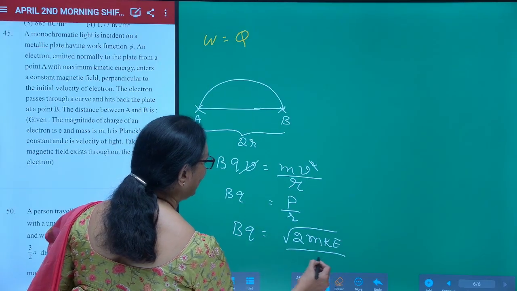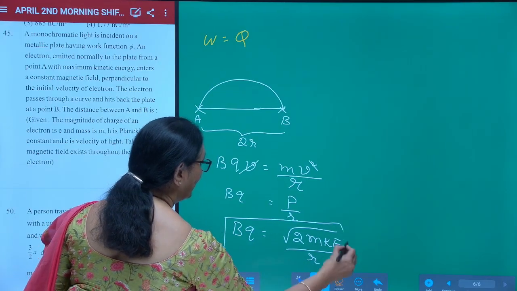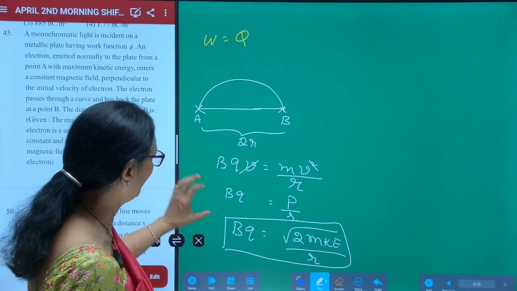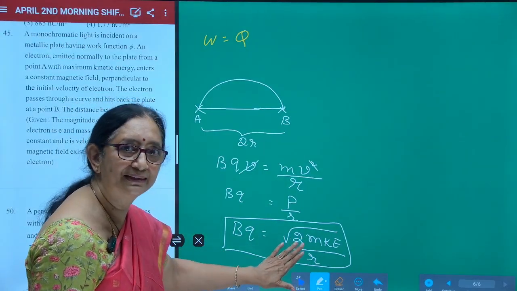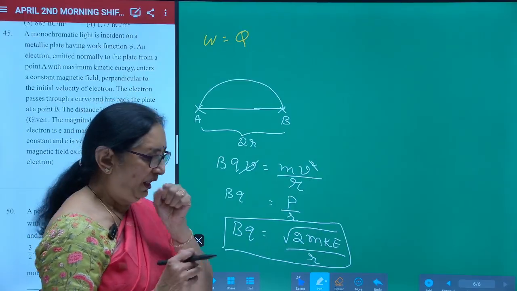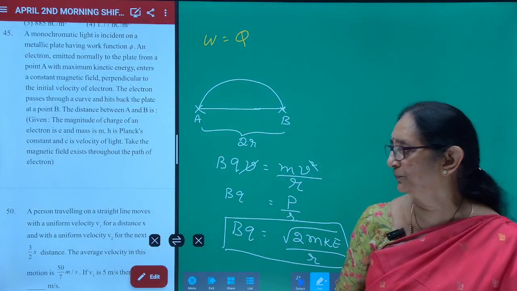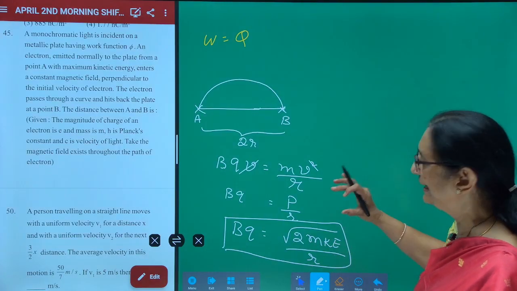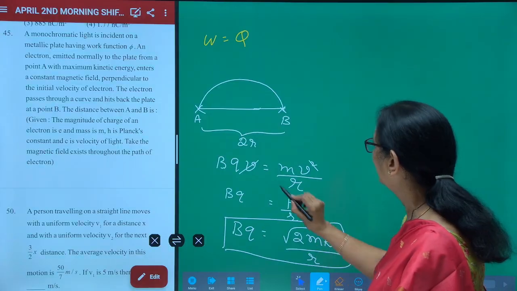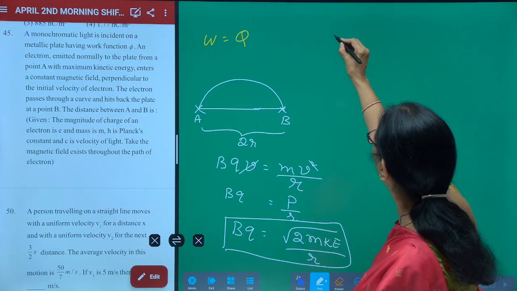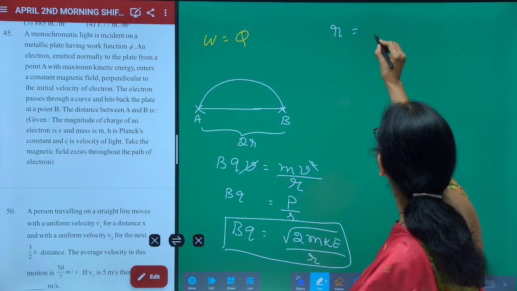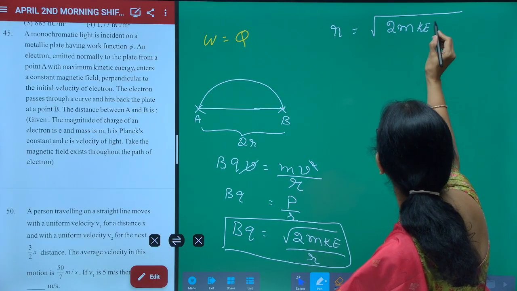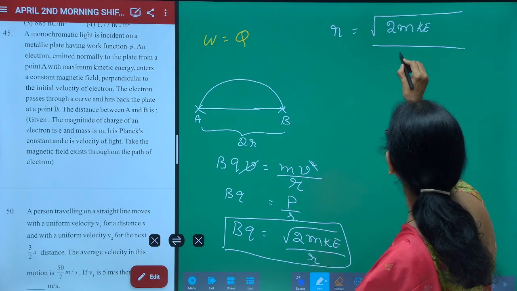Ke by r. So, if you are thorough with the formulae, by just reading the problem, you have to arrive at that relation. Okay? So, BQ is equal to square root of 2m Ke by r. Again, let us go back to the concept. Here, 2r is asked. So, the formula for r becomes square root of 2m Ke by B.